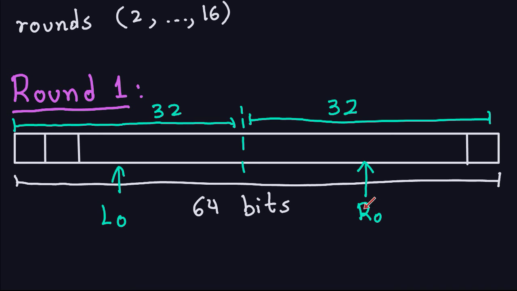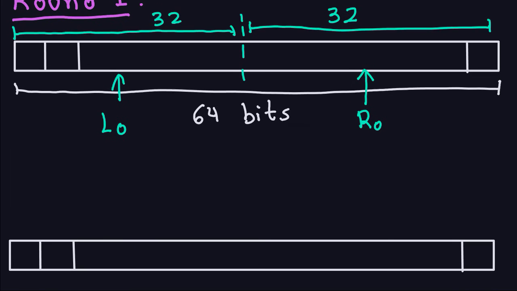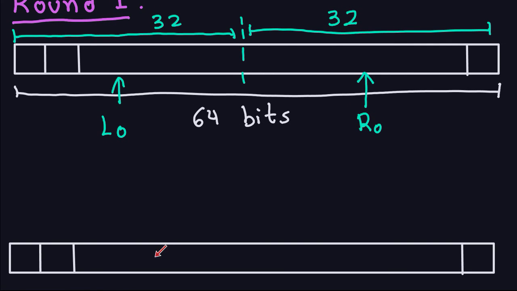and this R0 represents this last one over here. So what's going to happen here after round 1 starts? It divides into 32 bits left and right. Let's just use this notation here, right? And what's going to happen here is it's going to transform, of course, into another 64-bit. So how is this going to happen?